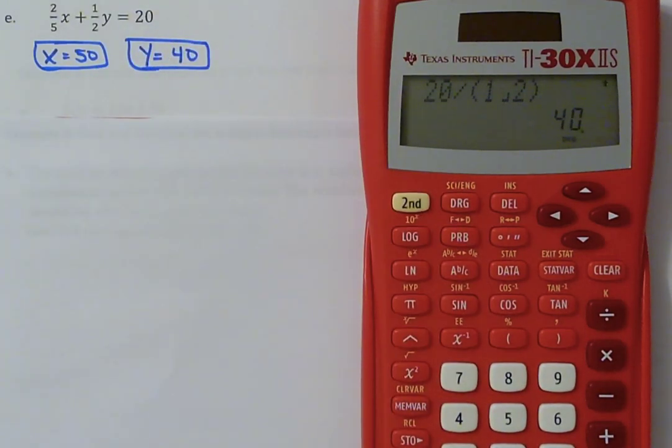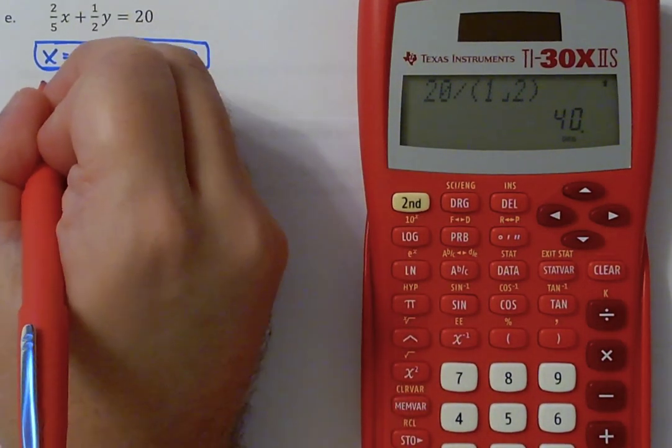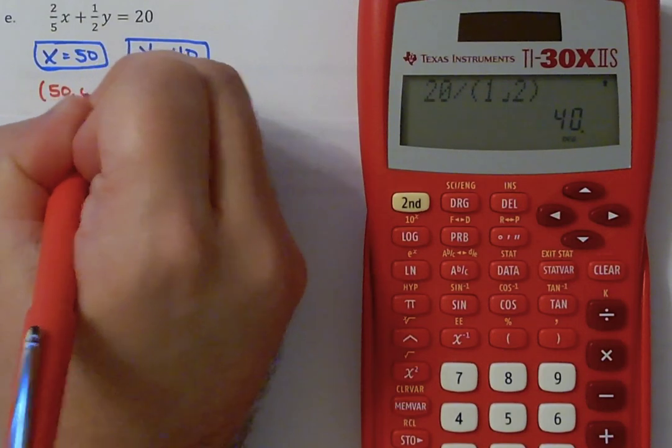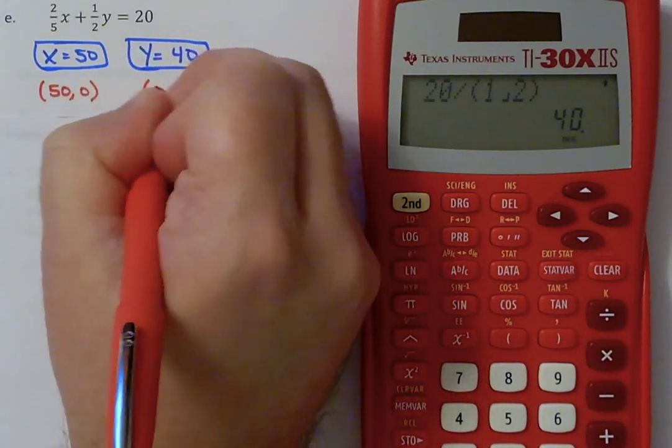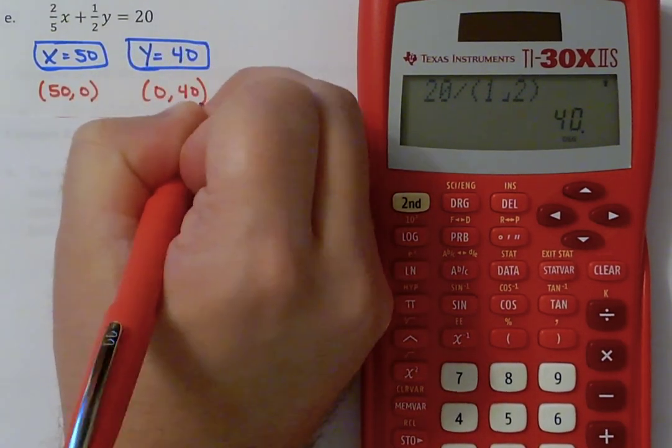And then if you wanted to write your coordinate values for this, it'd be 50, 0, and 0, 40.